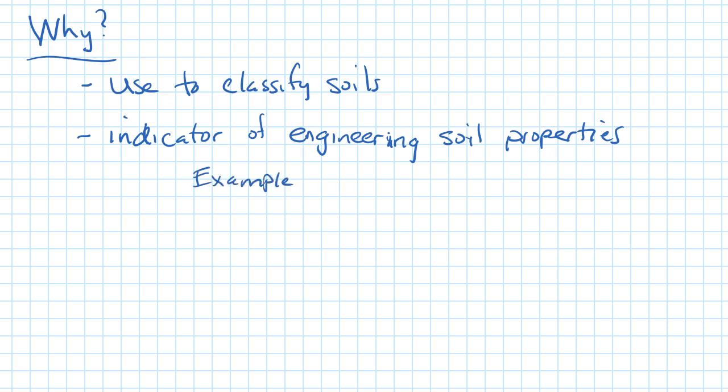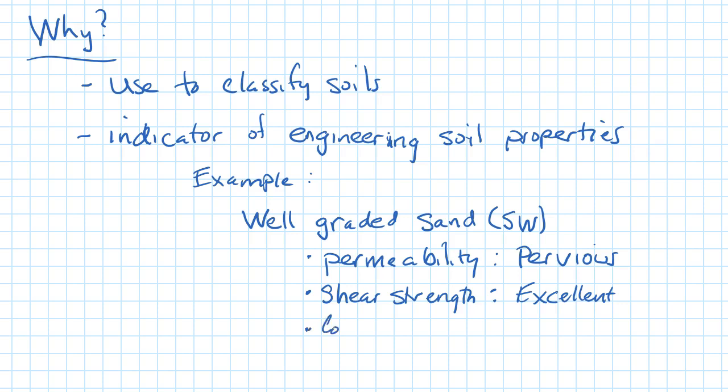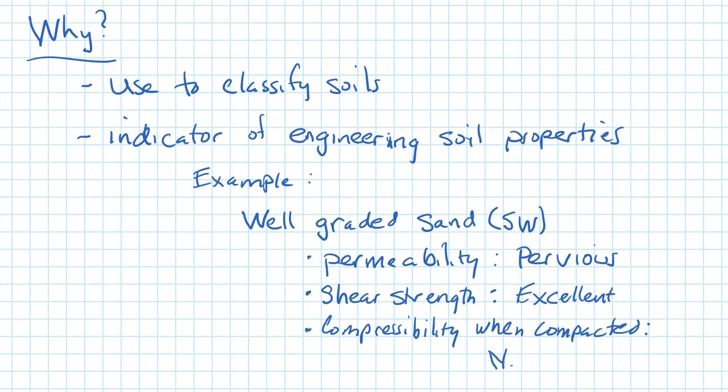One example would be a sand that is well graded, so it has a large distribution of grain sizes. What we can gather from that are some of the engineering properties. Permeability, how fast water flows through the soil: well, the soil would be pervious. Second, shear strength. If it's a well-graded sand, generally they have excellent shear strength properties. And then the compressibility. How easily does the soil compress when compacted? For a well-graded sand, that compressibility would be negligible.